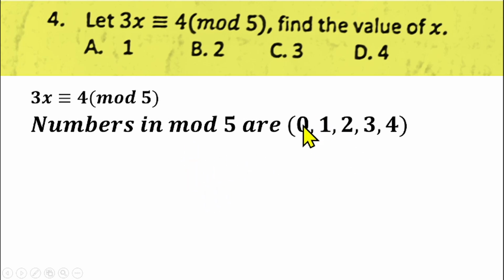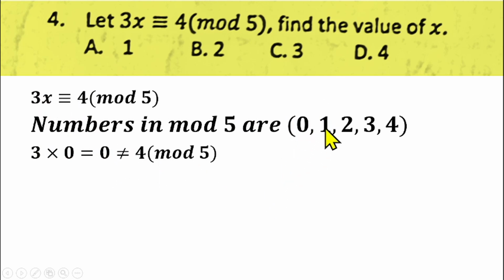So we start with the first number, which is 0. You replace x by 0 and multiply it by 3, and if what you get is equal to 4 in mod 5, that means 0 is our answer. But if it's not equal to 4, you move to the next number, which is 1. So 3 times 0 is equal to 0, and 0 is not equal to 4. So that means 0 is not the answer.